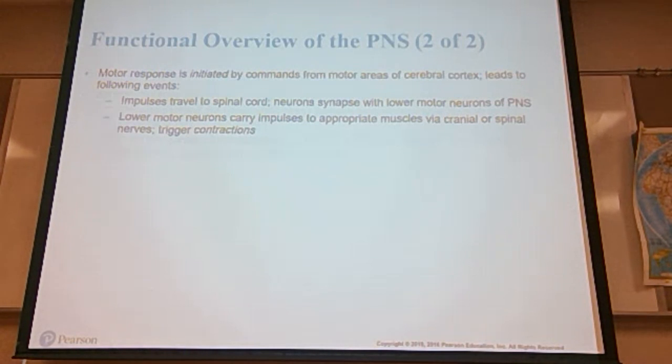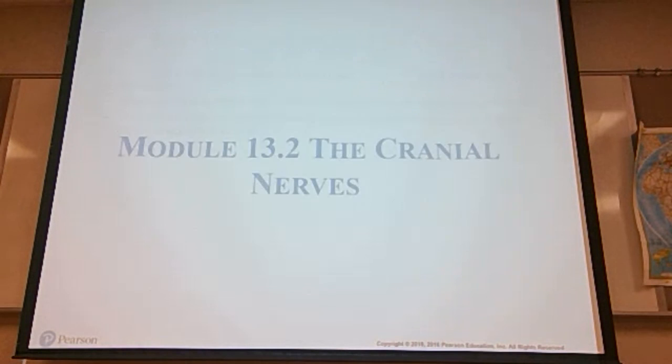That initiated motor response then travels to the spinal cord. Neurons synapse with lower motor neurons of the peripheral nervous system. Those lower motor neurons carry the impulses to the appropriate muscles, either via cranial or spinal nerves, and they trigger muscle contractions and whatever the appropriate response to the original stimulus happens.